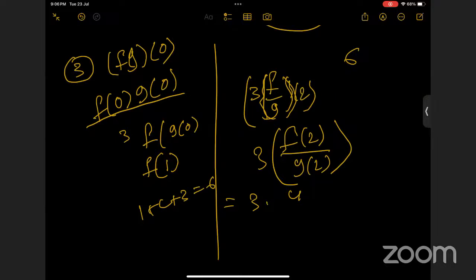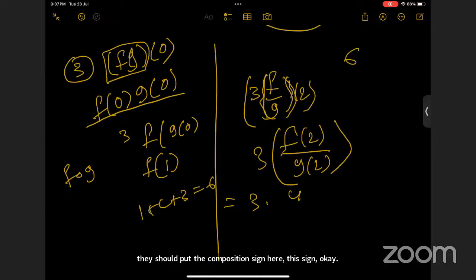If it is composition, they should use the composition sign here. There may be some silly mistake. Don't worry about it. Yeah, ma'am, it's a mistake. If during PS sessions we had explained composition, then they should put the composition sign here. If it is in that form, then it is a multiplication of functions. There may be some silly mistakes, so don't worry about it. I can't see any other problem here.